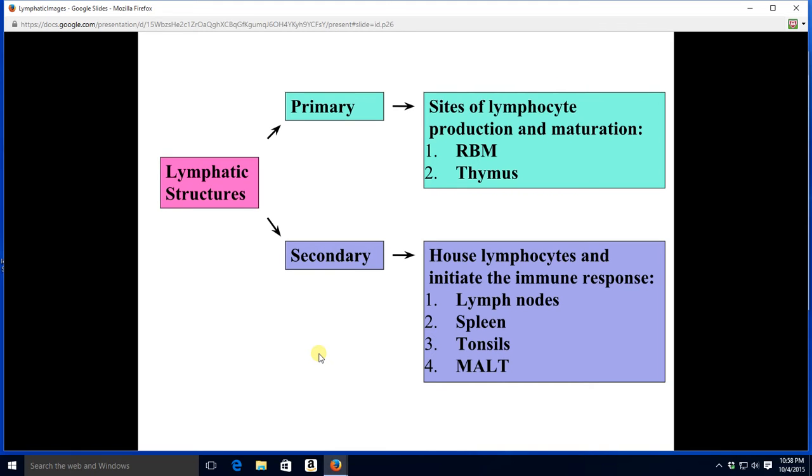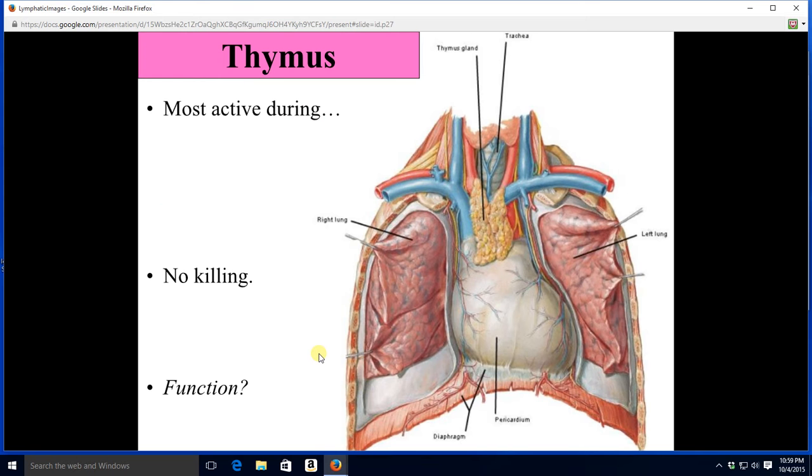Meanwhile, secondary lymphatic structures are going to hold your lymphocytes and be involved in the initiation of your immune response. And these organs include lymph nodes, spleen, tonsils, and MALT. MALT is your mucosa associated lymphatic tissue. Okay, so let's talk about the thymus.